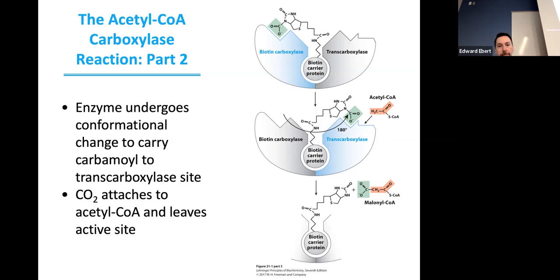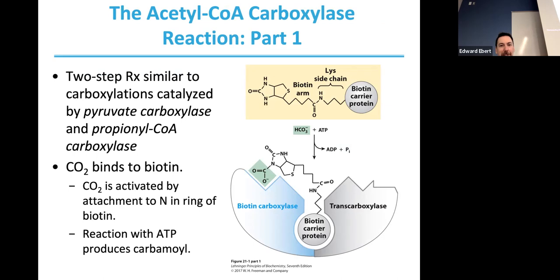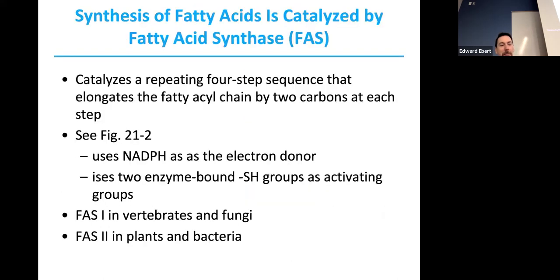Okay. I was going to say, for once, we aren't worrying too much about the mechanism, right? Because now we're in there. Okay. All right. So that's our ACC. That's our starting producer of malonyl-CoA. Okay. When we actually want to synthesize full fatty acids, this is catalyzed by the nicely named fatty acid synthase. All right. So this is a 4-step sequence that is basically going to build up the fatty acid chain to elongate it in there.